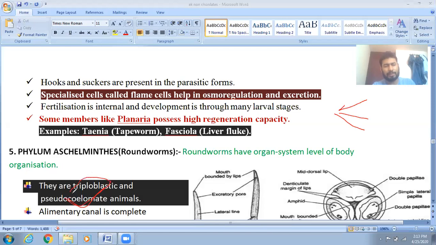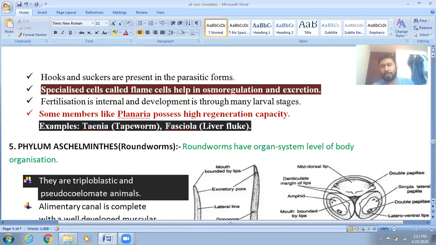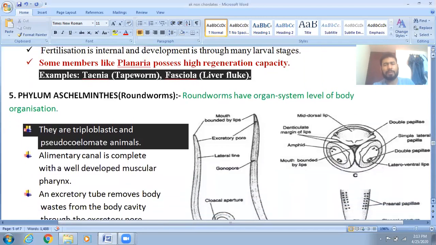Next is the triploblastic animal. From the Platyhelminthes up to Chordata, they are considered triploblastic animals. And you know what triploblastic means? Triploblastic means they have 3 germ layers: endoderm, ectoderm, as well as mesoderm.